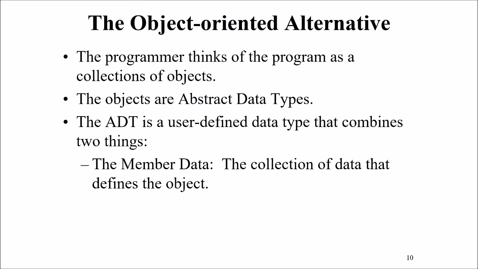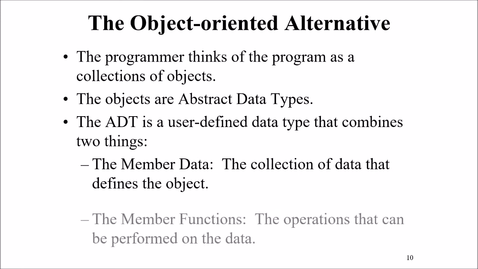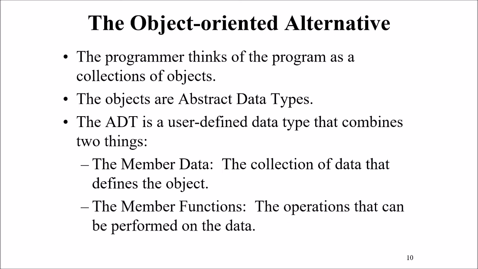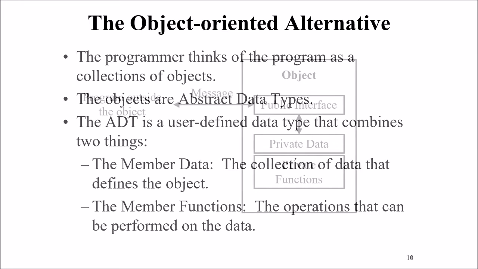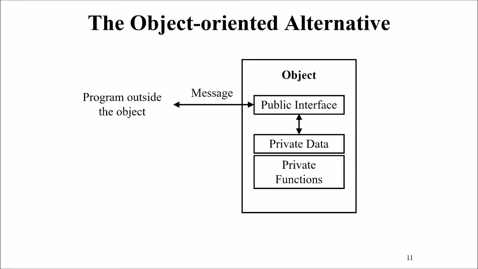First, the data type has member data. This is the collection of data that describes the object. And the abstract data type also has member functions. These are the operations that can be performed on the data. When a program is written in the object-oriented technique, the data and the processes in the program are thought of as individual objects.